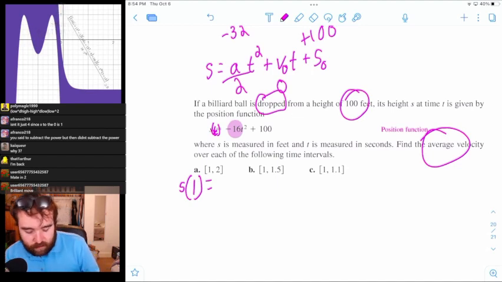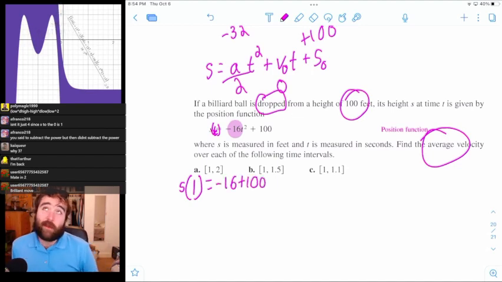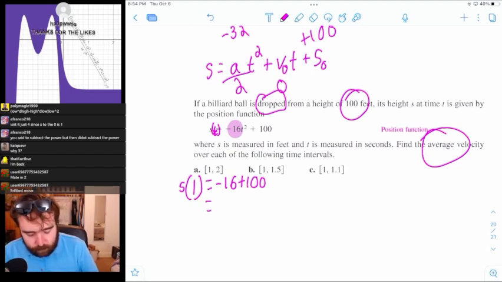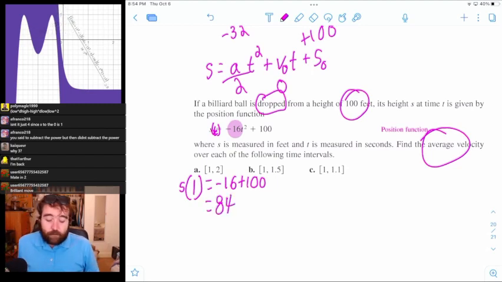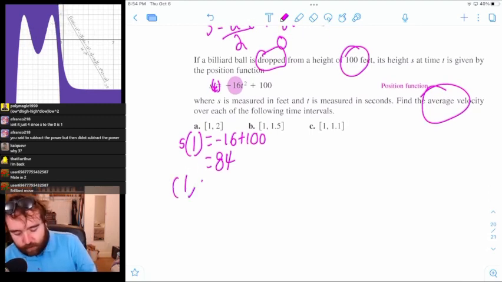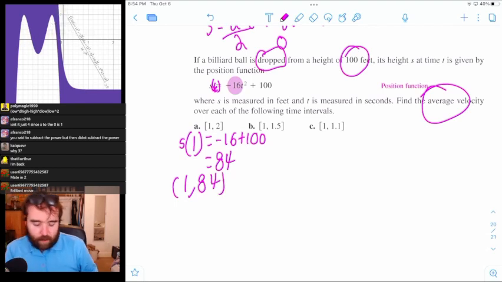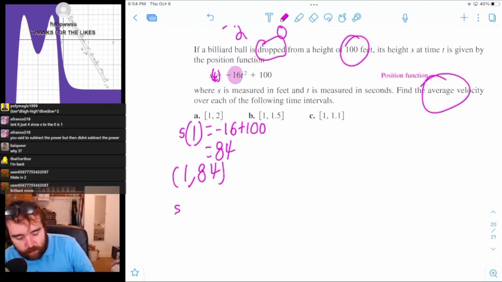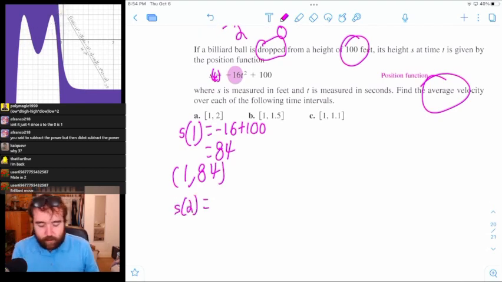Well, 1 squared is 1, so negative 16 plus 100. So 100 minus 16 is 84. So it's 84 feet at 1 second. And recognize again, that's our point. That's the point 1 comma 84. But then what about at 2? What is s of 2? How high is it at 2?